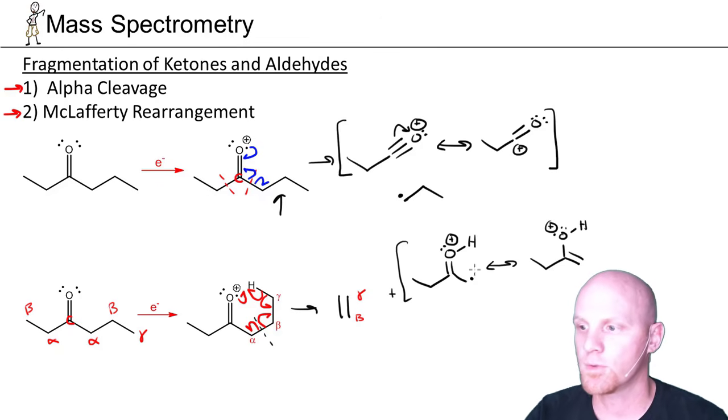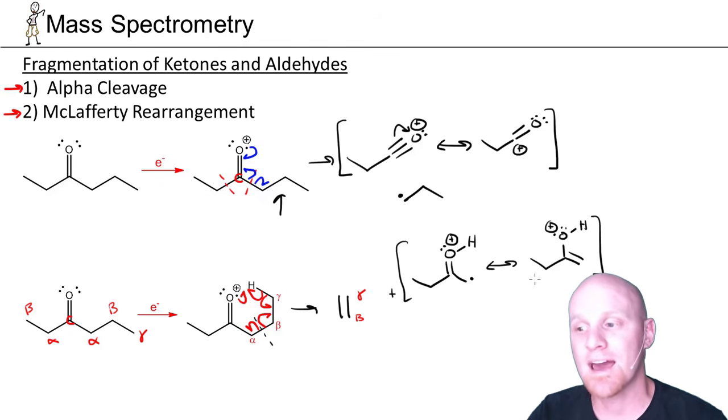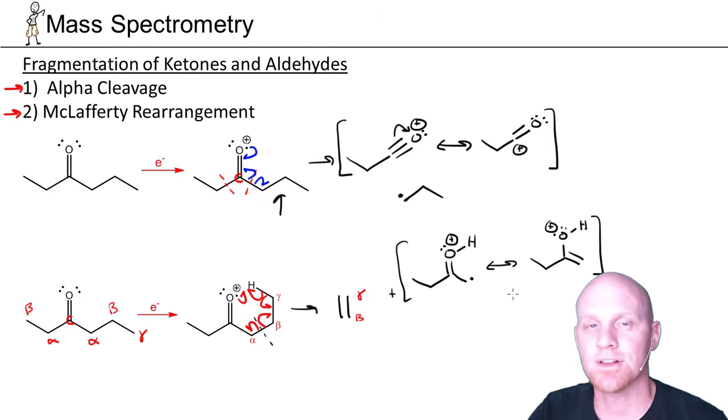Still having a positive formal charge on the oxygen, but again, forming a resonance stabilized cation here. This again is a fairly stable fragmentation pattern. Note that this is unusual. Usually we get a cation and a radical, but this one's still both the radical and the cation. This is the result of the McLafferty rearrangement.